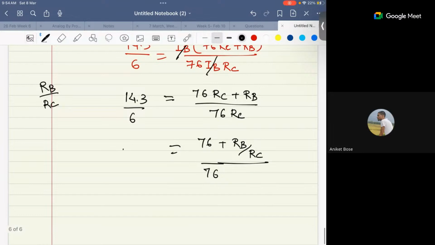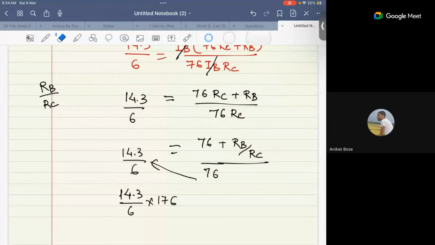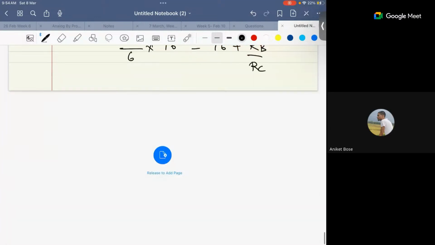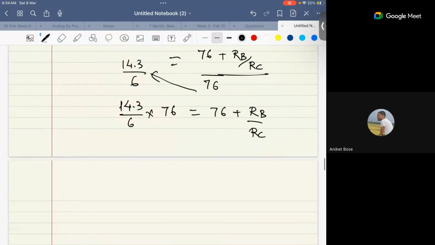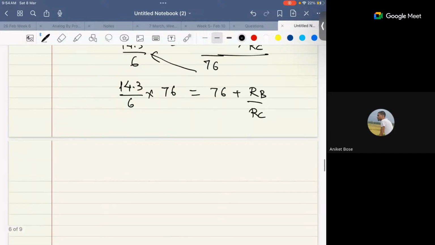Equals 14.3 of 6. If we just multiply it here, we'll be left with 14.3 times (β+1) equals (β+1) plus RB by RC. So we'll be left with 14.3 upon 6. This (β+1) will come here. So minus 1 times (β+1) equals RB by RC.